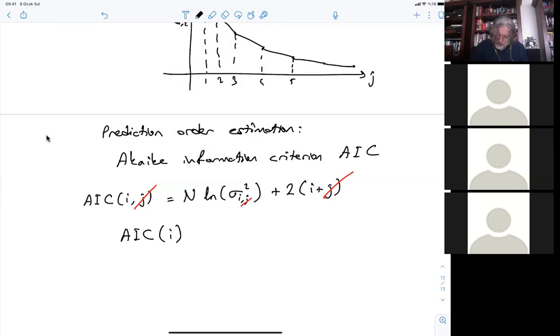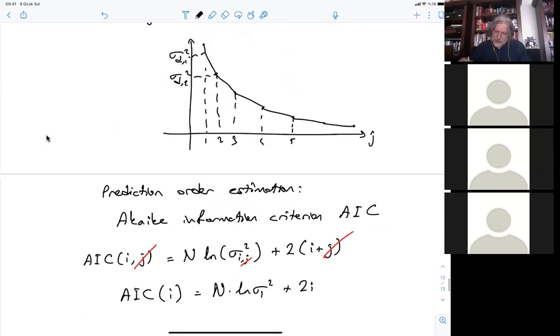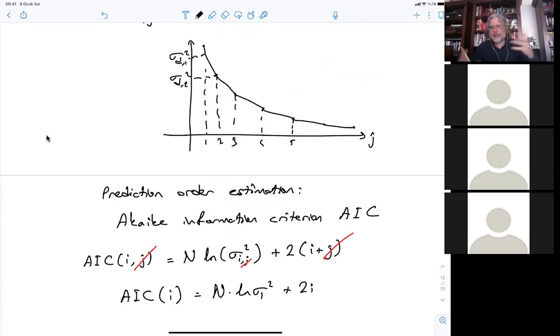The Akaike information criterion of I is equal to n times ln sigma I square plus 2I. Now, what we see here is the following. N is constant, it's the number of samples that we use for the estimation. So it's there, it's constant. This is telling me that I'm taking the logarithm of these values.